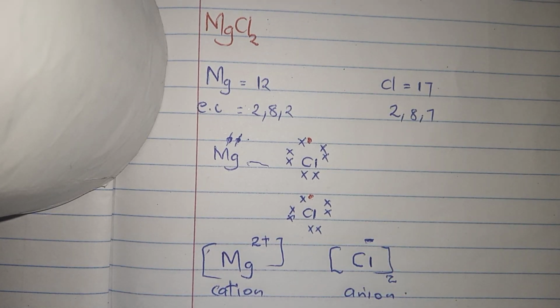So you can also check for sodium oxide. You can also check for calcium chloride. Those are ionic compounds that you can also check out.